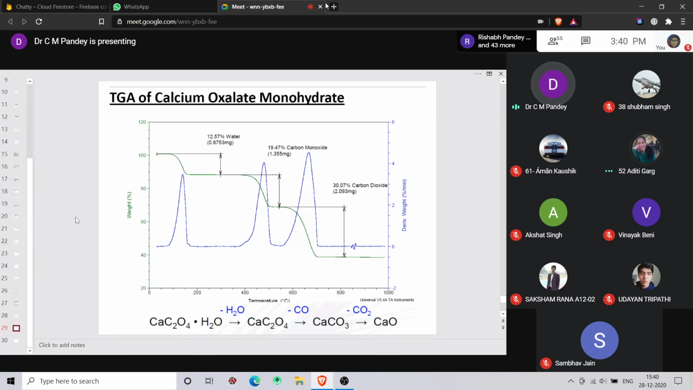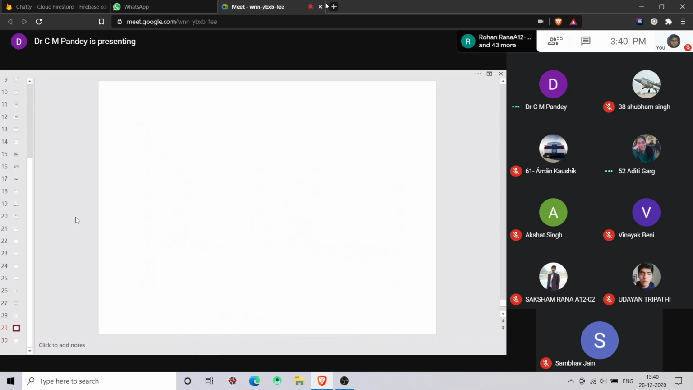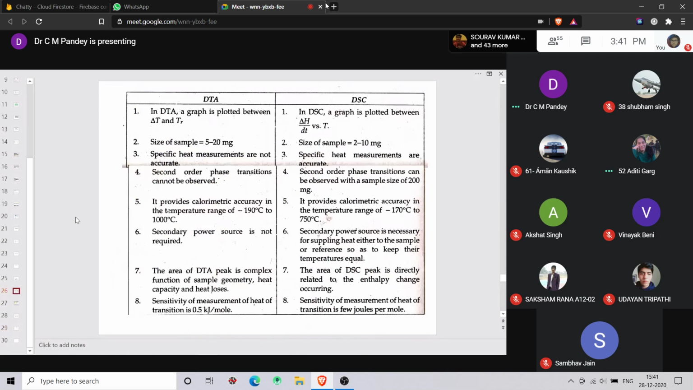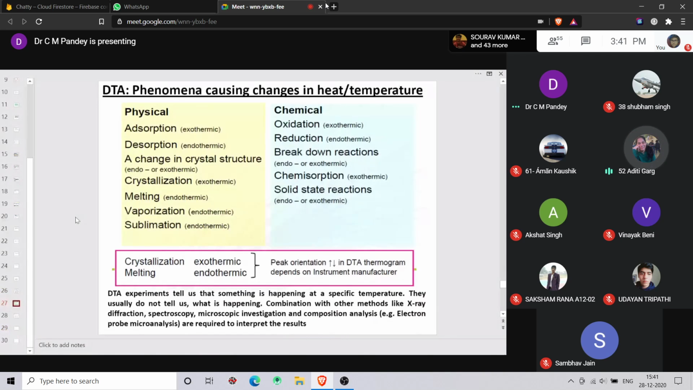So if water is released from the system, then is it an exothermic process or an endothermic process? Sir, it is a sort of dehydration, so I think it is endothermic. That is endothermic, vaporization is taking place. Yes, sir, vaporization is endothermic. So that is an endothermic process, right?